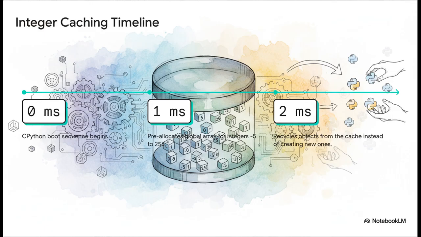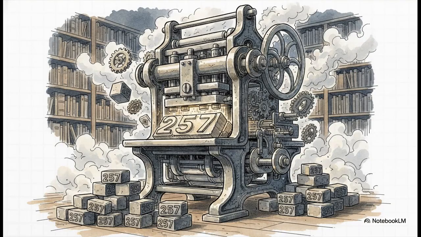So by t+1 millisecond, when you write code asking for the number 256, you are not creating a new object at all. Python just hands you a pre-existing recycled object straight out of that cache. And that right there is why 257 is the culprit.